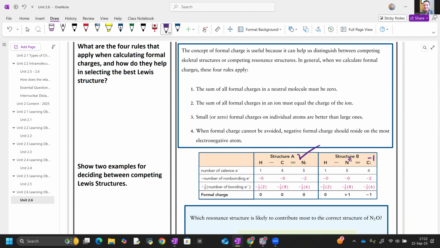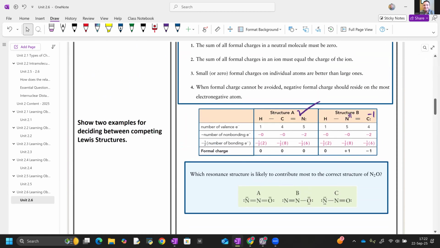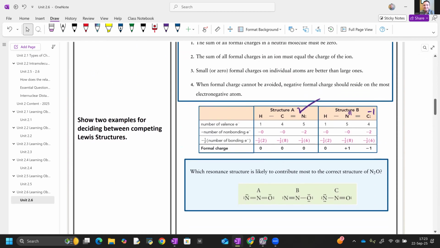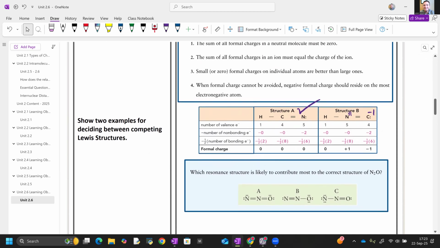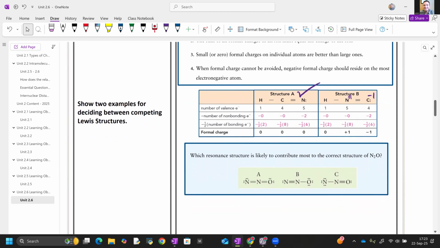All right, so we're going to look at another one. We want to know which resonance structure is likely to contribute to the most correct structure. Again, we're going to apply our rules for formal charge, rules 1, 2, 3, and 4. Obviously, none of these molecules have a charge, so they are not ions. So the sum of the formal charges should equal 0 in every one of those. And then we're going to be looking for small or 0 formal charges, which would be better than large ones. And then we're going to look for formal charges that are negative, if they cannot be avoided, to be residing on the most electronegative atom.